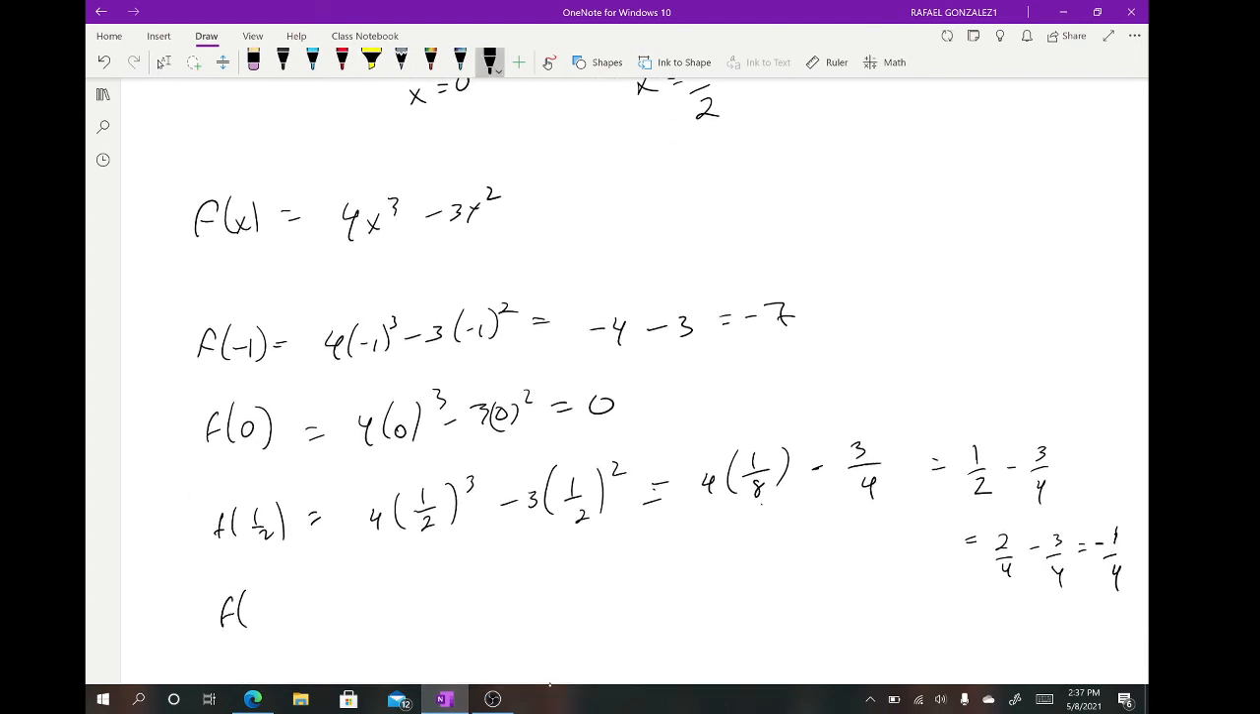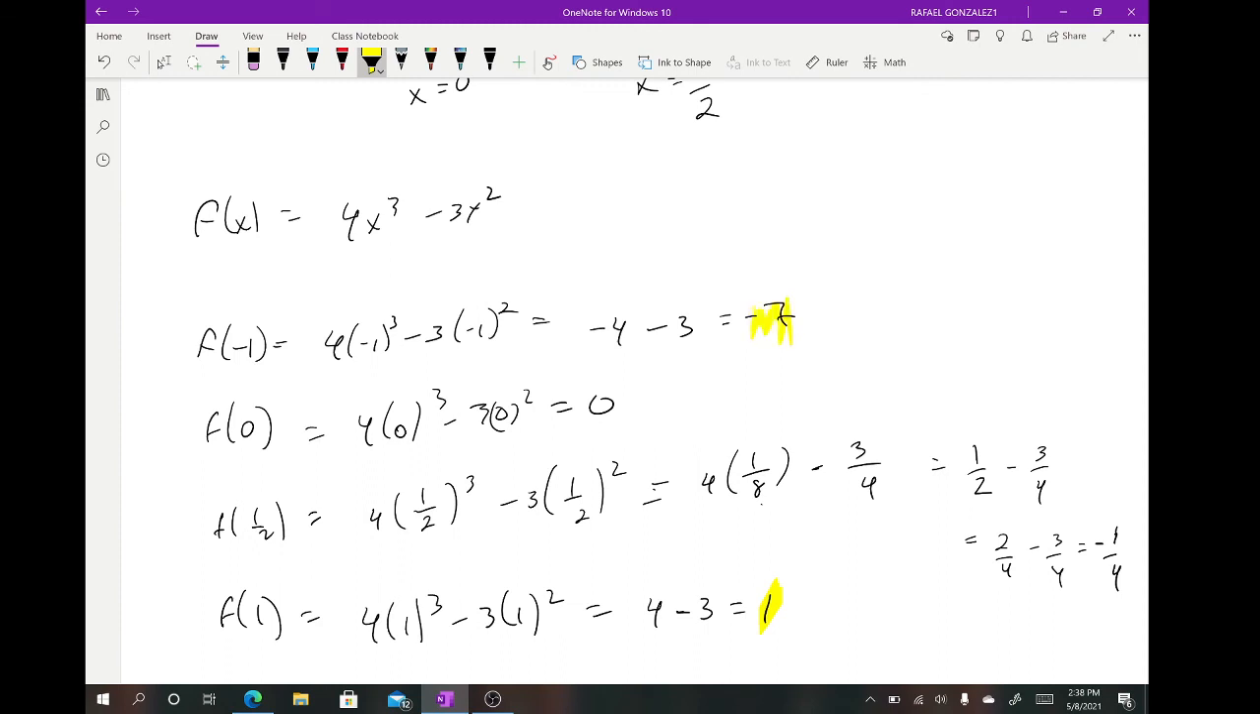And finally, f of 1, the right endpoint, is 4 times 1 cubed minus 3 times 1 squared. And that is equal to 4 minus 3, which is equal to 1. Now here we have to find the lowest point and the highest point, because we have to find the absolute minimum and the absolute maximum. Clearly the absolute maximum is 1 because it's the highest point. Everything else is negative or 0. But 1 is bigger than 0, so 1 takes precedence.